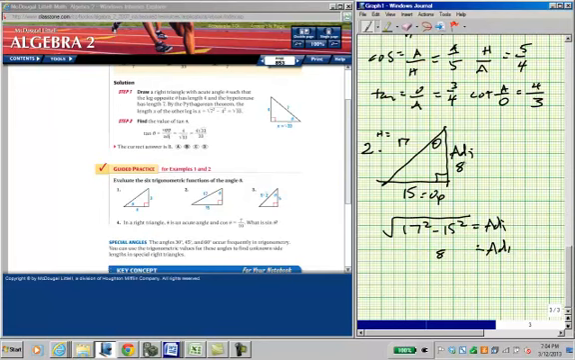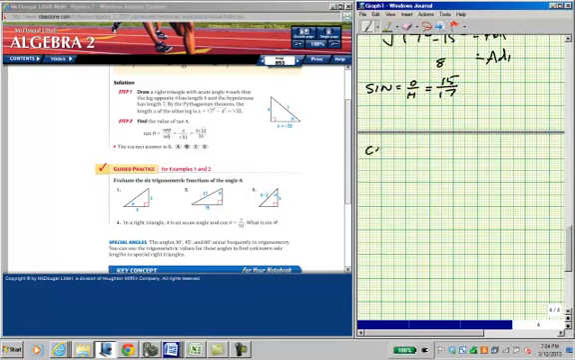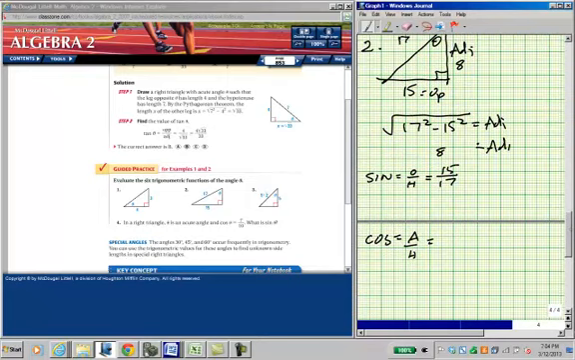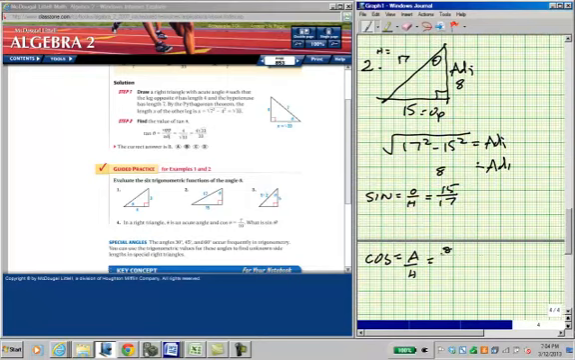Okay, so the sine equals opposite over hypotenuse, which is going to be 15 over 17. The cosine is adjacent over hypotenuse, and that's going to equal 8 over 17. And the tan is going to equal opposite over adjacent, which is 15 over 8.